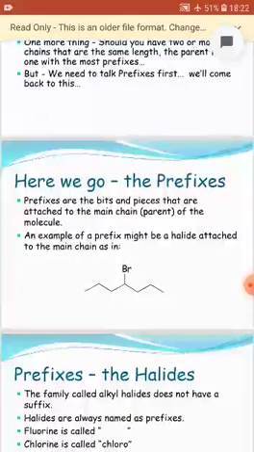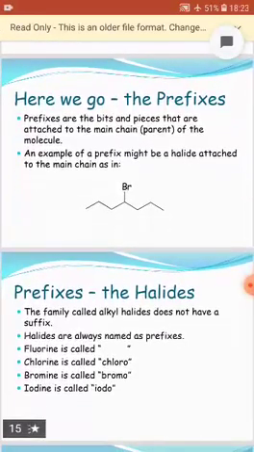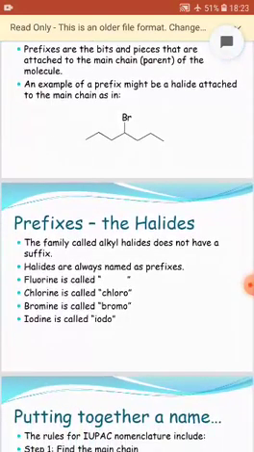Example. तो halide atom attached, ठीक है, prefix the halide. The family called alkyl halide does not have a suffix, so halides are always named as prefixes. So fluorine is called fluoro, chlorine is called chloro, bromine is called bromo, iodine is called iodo.